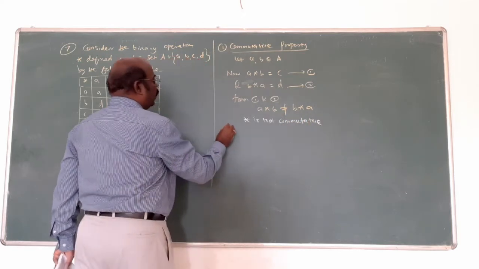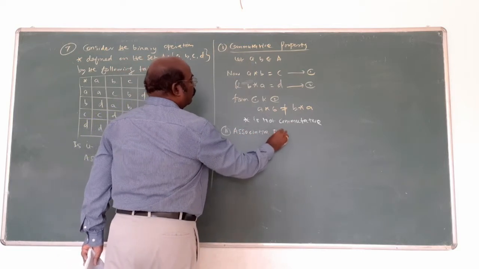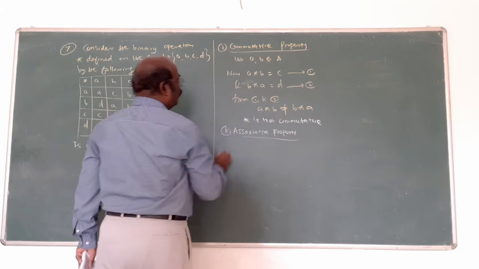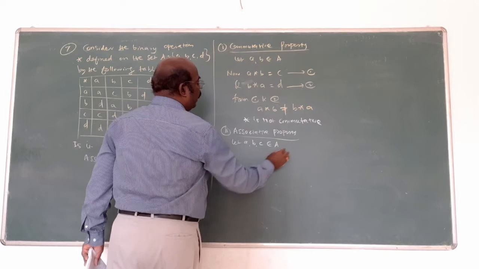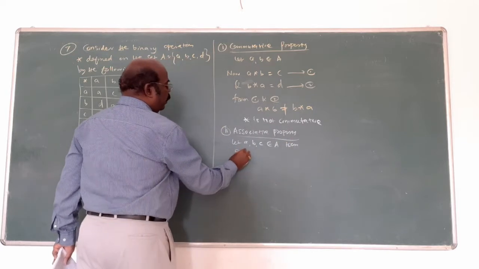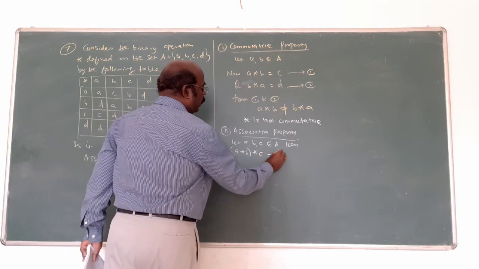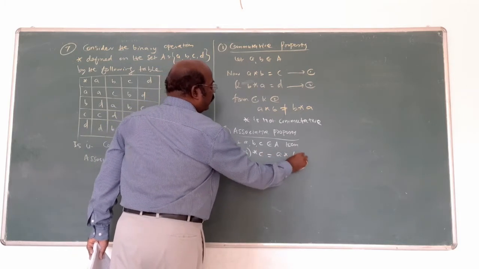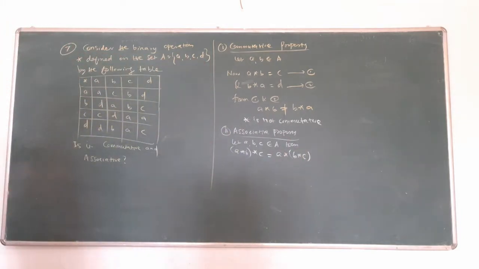Next is what? Associative. Associative means you consider A, B, C belonging to A, then what is the formula? A star B star C equal to A star B star C. If you can prove this is equal, then automatically star is associative. Otherwise, not associative.